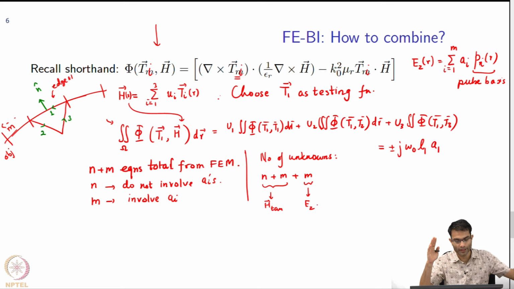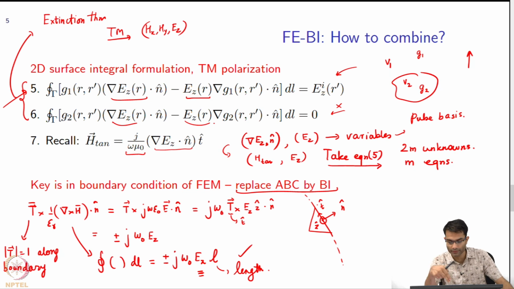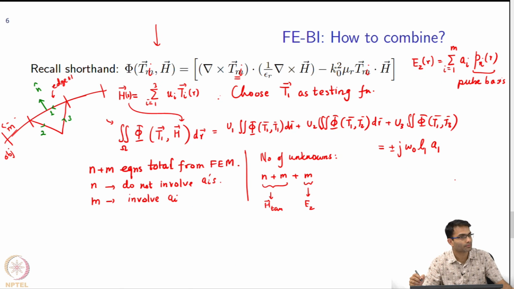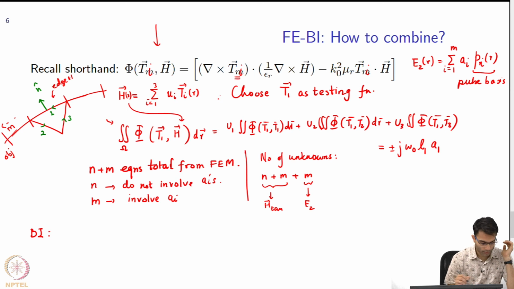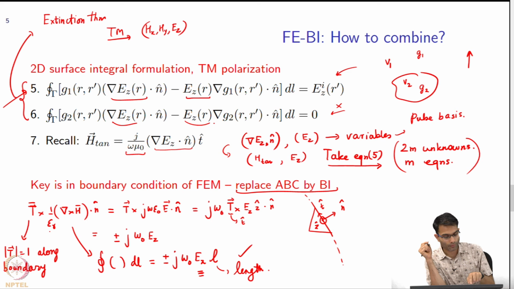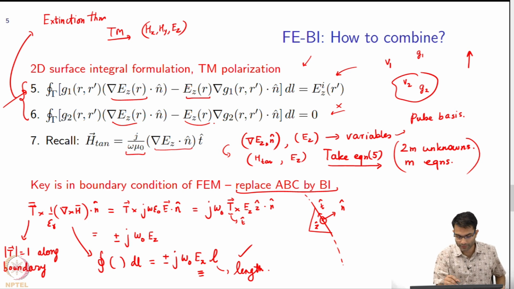And the FEM equations are going to involve these Ez fellows, right? And there are not enough equations right now. I only have n plus m equations, whereas the number of unknowns is n plus 2m. But I know that if I use equation 5 over here, I am going to get another m equations. So what will the BI equations look like? The BI equations, the boundary integral equations, involve what and what? So for example, when I take equation 5, there is Ez and there is h tan. H tan is related to u, and Ez is related to v.